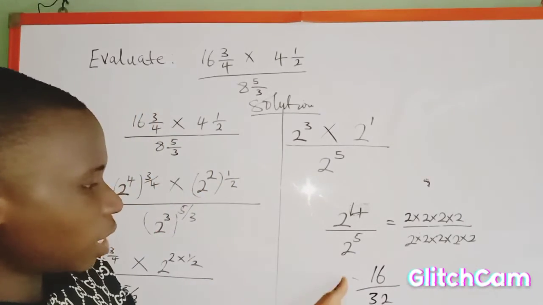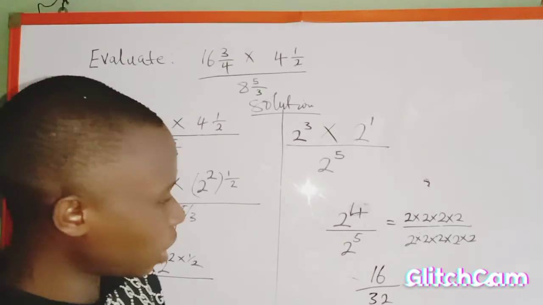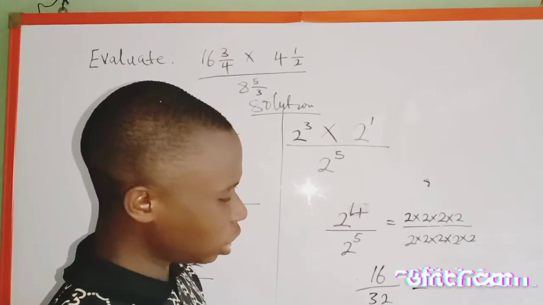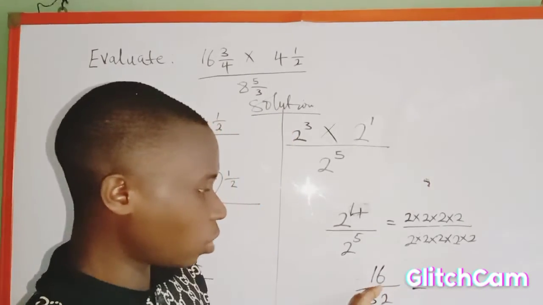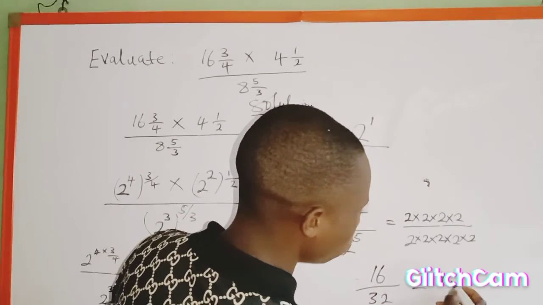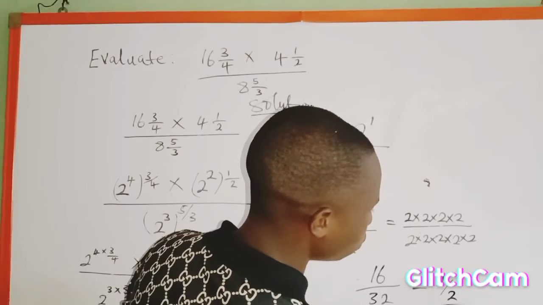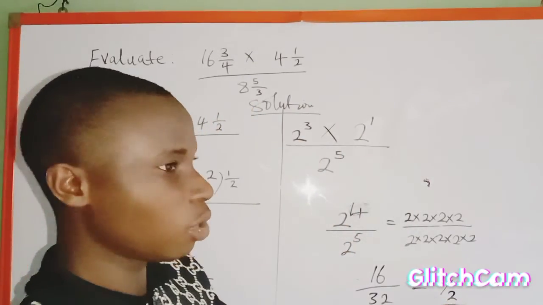I can still work further because both of them are even numbers, to break this fraction. 16 can go into 32 two times, and 16 can go into itself 1 time. So I'll have 1 all over 32 divided by 16, which gives me 2. So the solution to this indices question is 1 over 2.